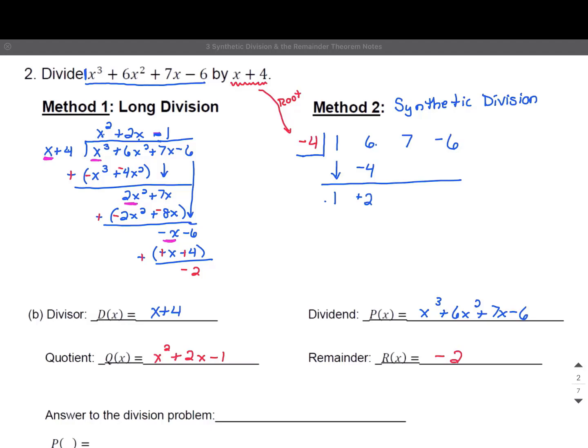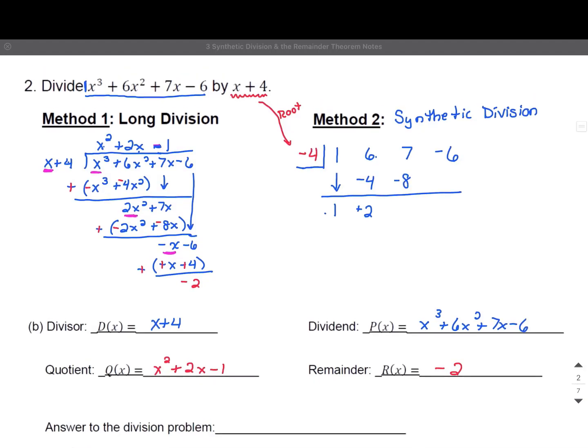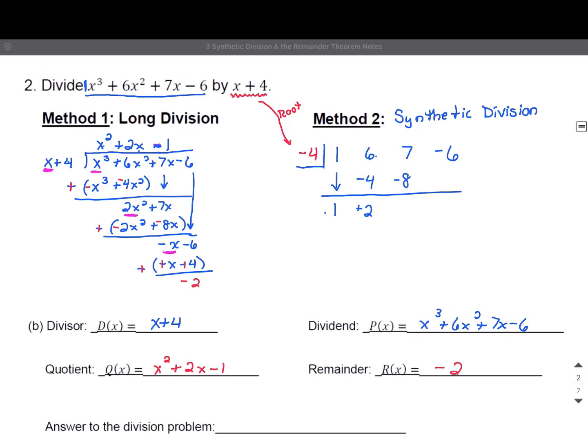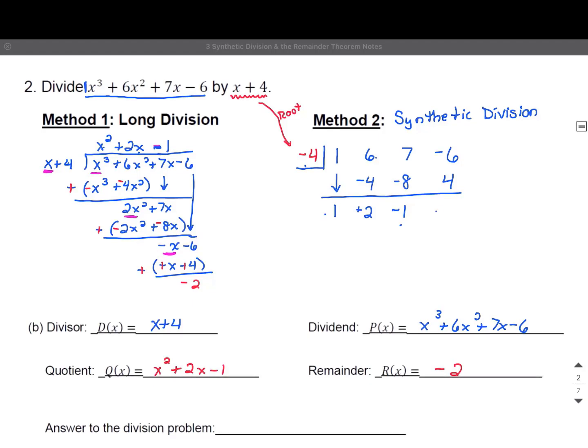We multiply. Negative 4 times 2 is negative 8. Now we add. 7 and negative 8 is negative 1. Now we multiply. Negative 4 times negative 1 is positive 4. And then we add. Negative 6 plus 4 is negative 2. Now I always either circle or box my last number because that one is my remainder. And notice it is the same remainder we got using long division.